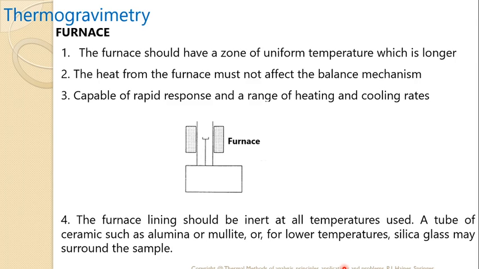Then the next one, the furnace lining should be inert at all temperatures used. For that purpose, a tube of ceramics such as alumina or mullite, which is an aluminosilicate material, also called porcelainite, an inert material, is generally used, or for lower temperature silica glass may also be used. So this is about the furnace.